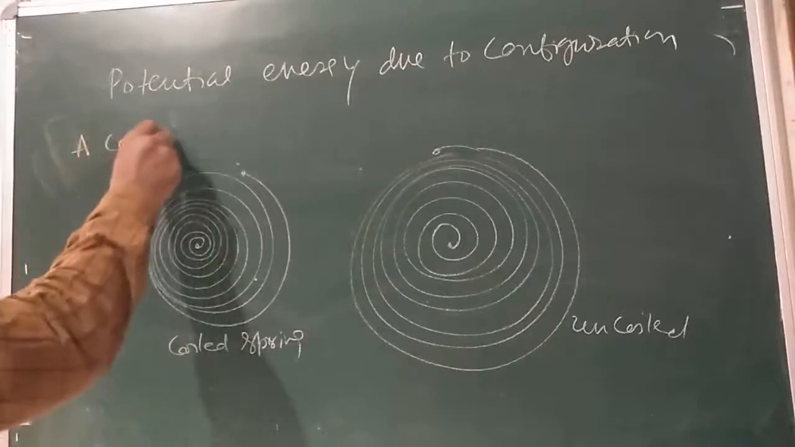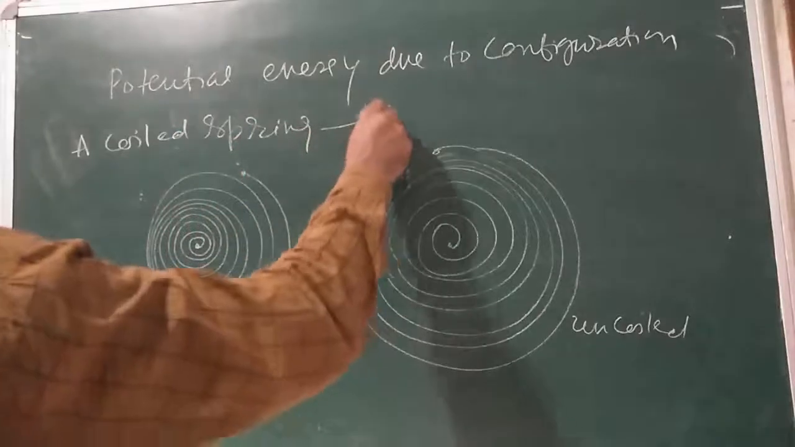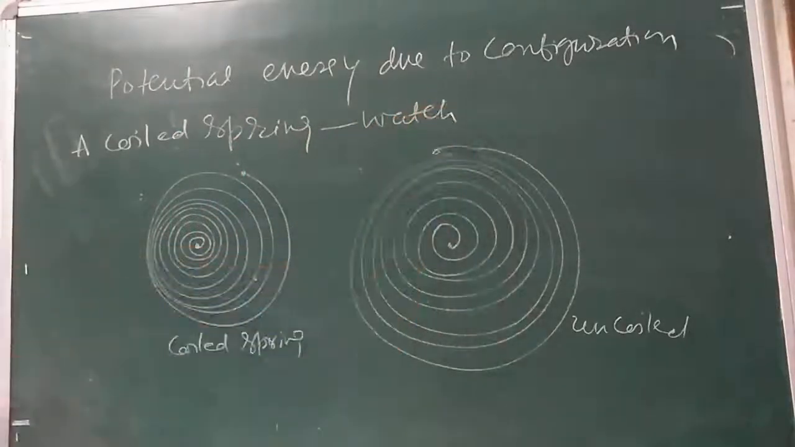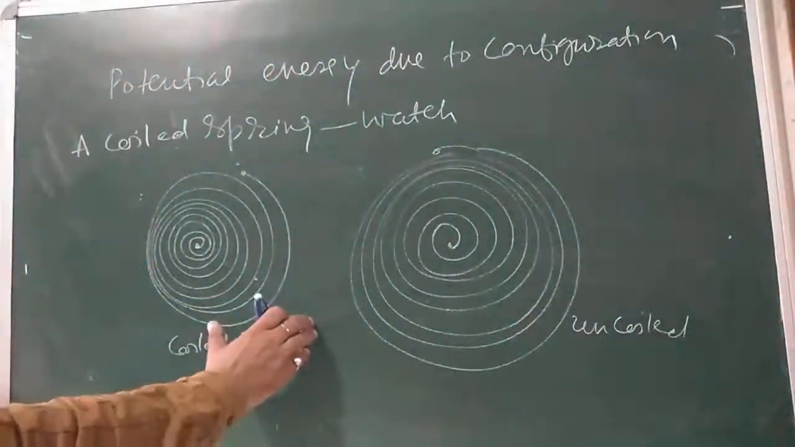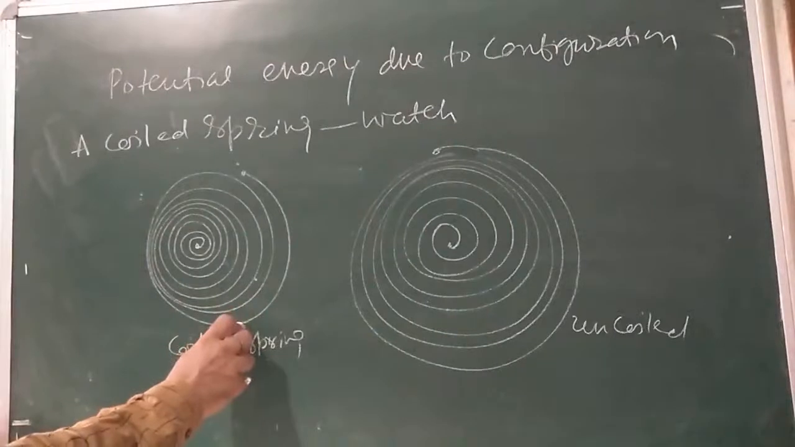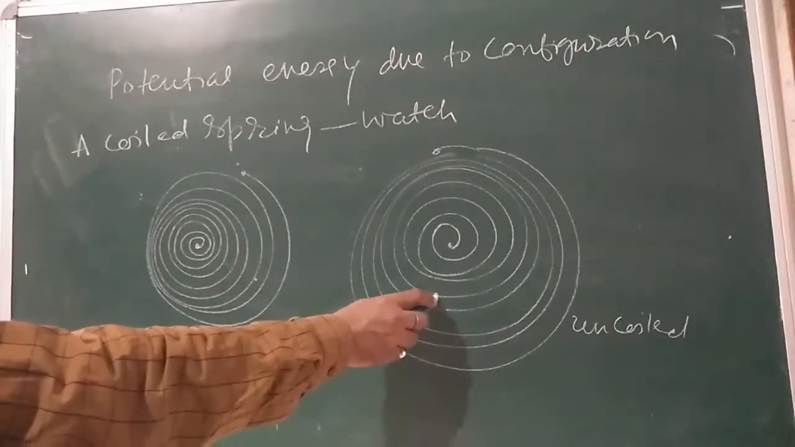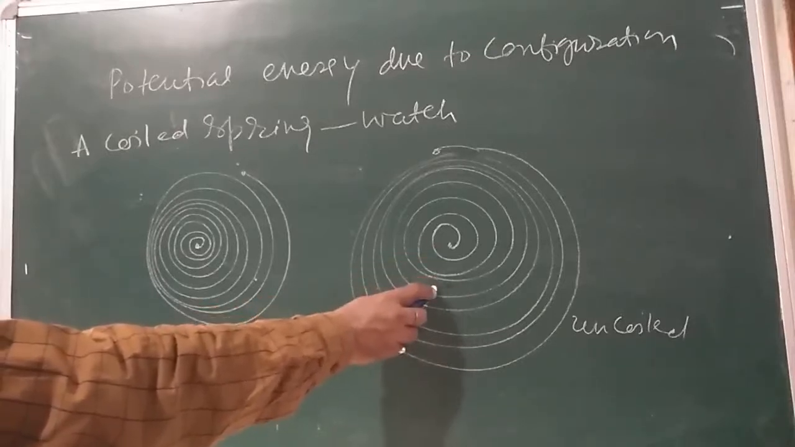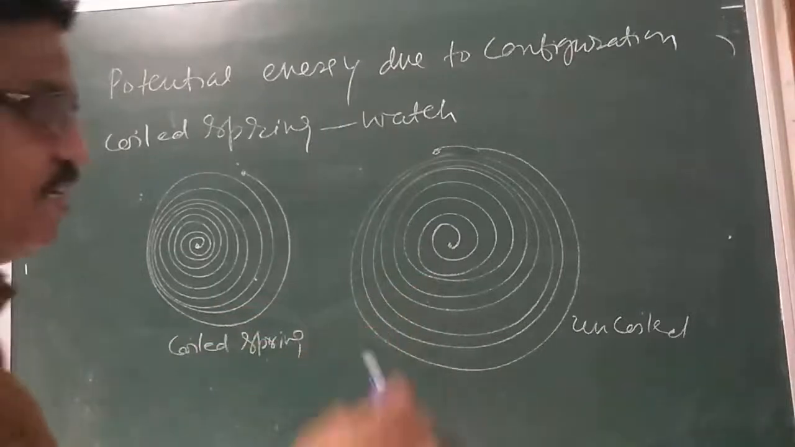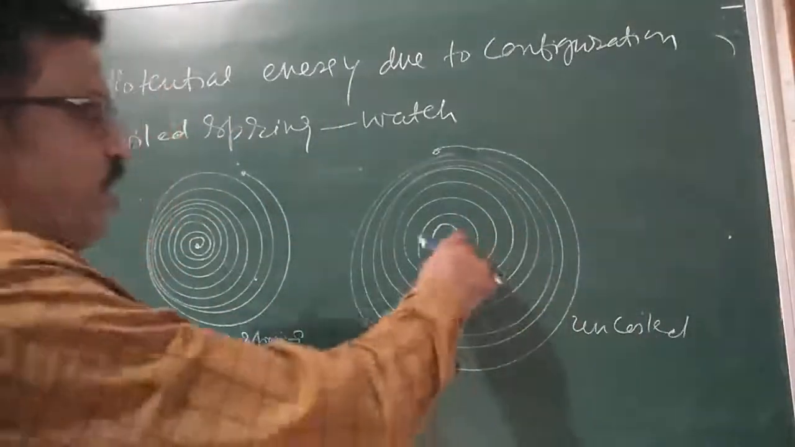So you can see here a coiled spring in case of a watch, a toy or a gramophone. When the coiled spring uncoils, it does work by rotating the hands of the watch, setting the toy in motion, or rotating the gramophone, due to its potential energy.